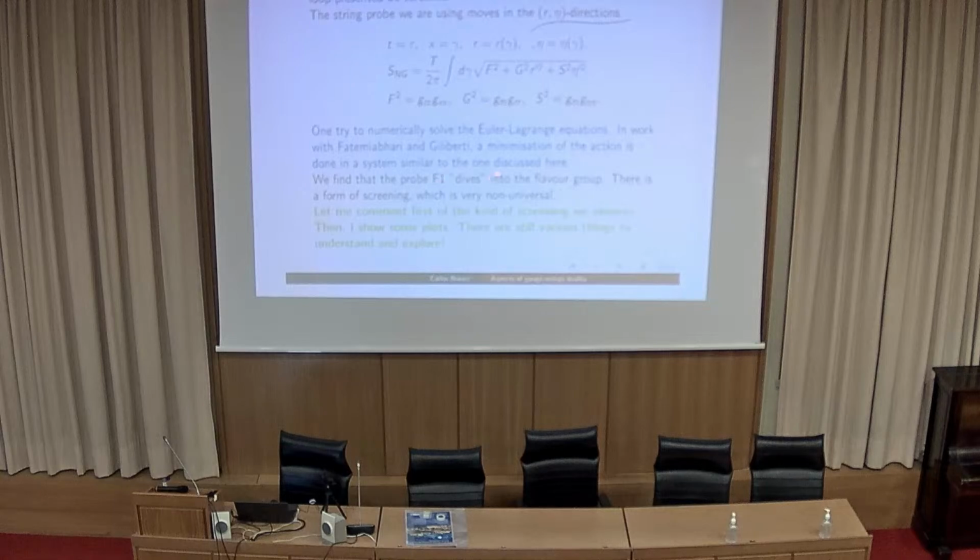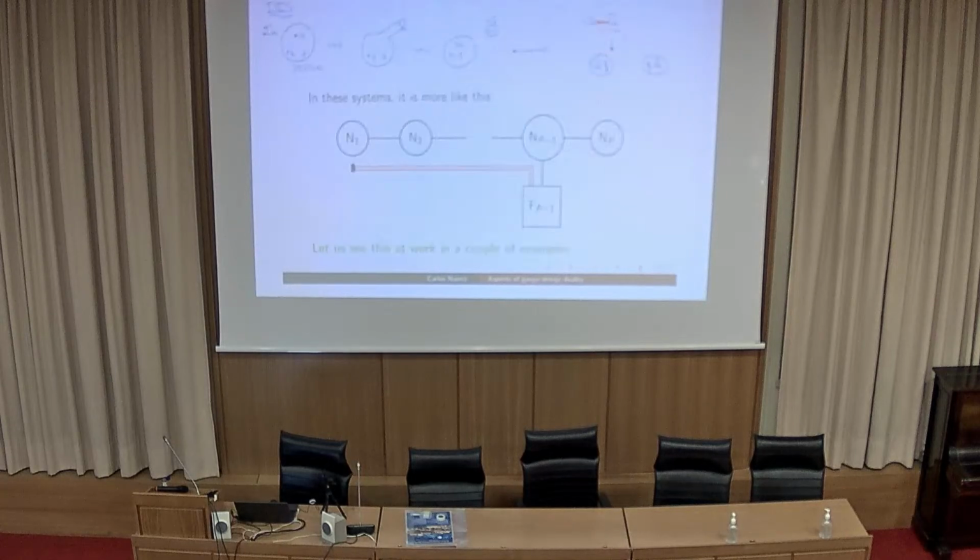is that the probe fundamental string not only moves in the radial direction as in the usual Wilson loop, but also wants to go search for the flavor groups. So there is a form of screening here that is very non-universal, because it depends on which quiver one is considering. Let me briefly comment on this screening and then show some plots.